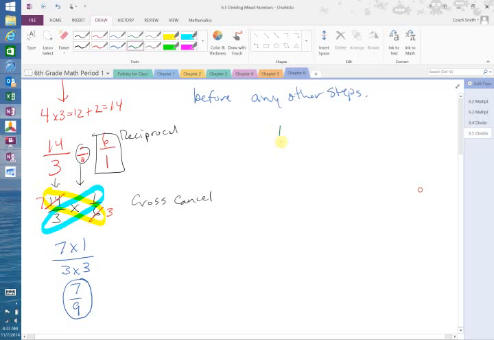It doesn't change if I have this: 1 1/2 divided by 5/6. It still changes that to an improper fraction, which would be 3 over 2 divided by 5 over 6. Which is 3 over 2 times 6 over 5.